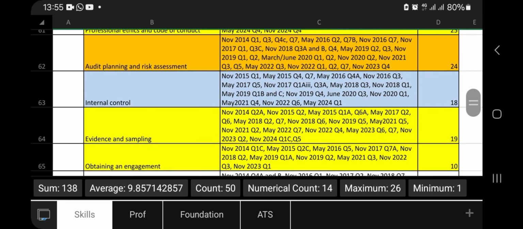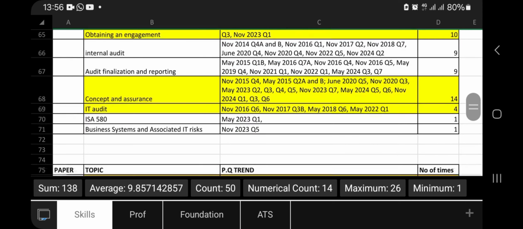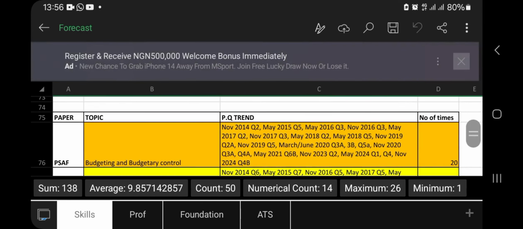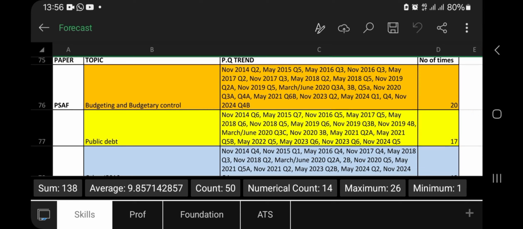Next to it is audit planning and risk assessment, also examined 24 times from November 2014 up till November 2023. Audit planning and risk assessment is a key topic when it comes to audit and assurance, and a lot of students find this a bit technical. As a whole, audit and assurance as a topic is quite technical for students. Sometimes it's not because they do not understand or have not read the entire syllabus, but many times this paper is highly practical. Because it's practical, students do not know how to answer questions and do not know how to present in the examination, which is another topic for another day. So please pay attention to audit planning and risk assessment for your May 2025 diet. Watch this video as many times as you're comfortable with so that you can write out these questions and you're able to solve them.